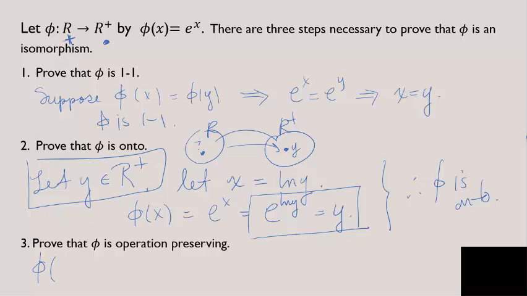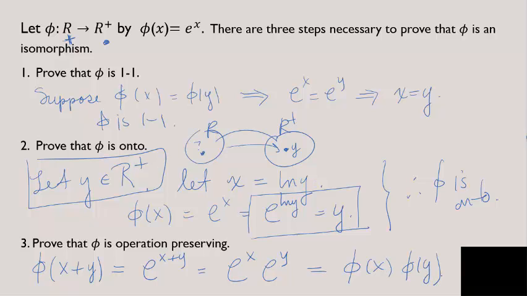So we start with phi of, now the first group is addition, so phi of x plus y. Let's just work it out and see if we can get to phi of x, phi of y. Well, this is e to the x plus y. And we know that in the real numbers, that's just e to the x, e to the y. And sure enough, that's phi of x, phi of y. Therefore, phi is operation preserving, and we can say that the entire group of real numbers under addition is isomorphic to the positive real numbers under multiplication.